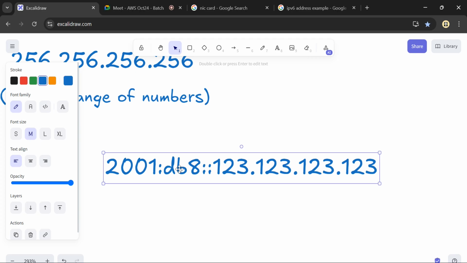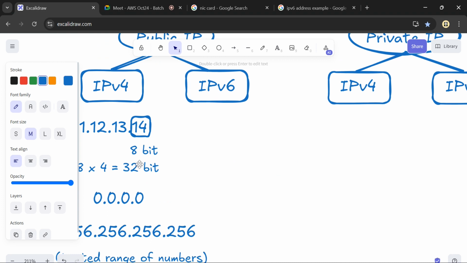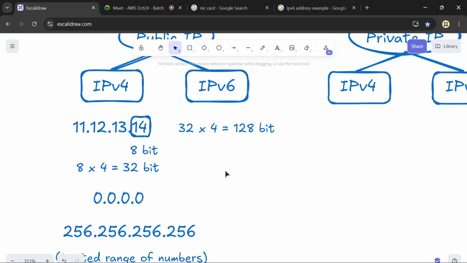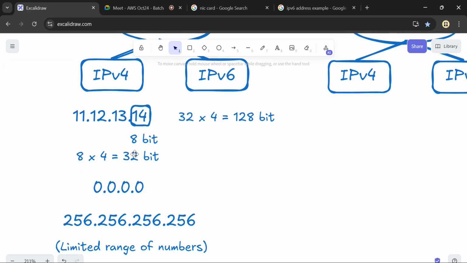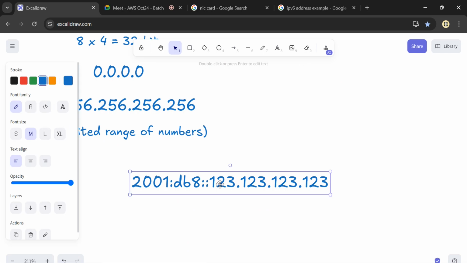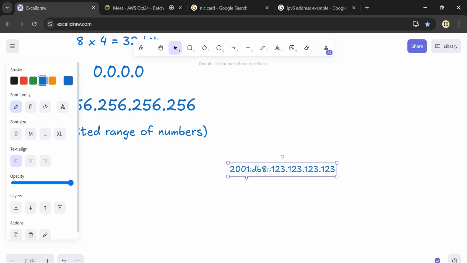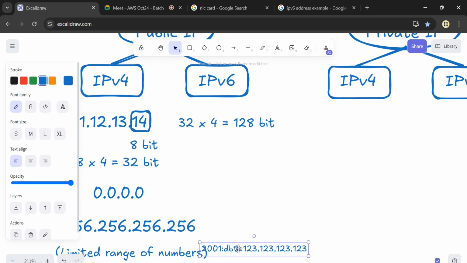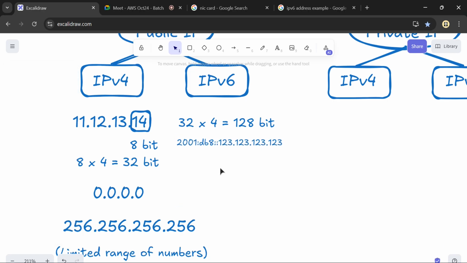This IPv6 that we have is 4 times of IPv4. So it is around 32 into 4, that is 128. Okay, so IPv6 is 128 bit of information, and IPv4 is 32 bit, and this is how a typical IPv6 will look like. This is just for your information.